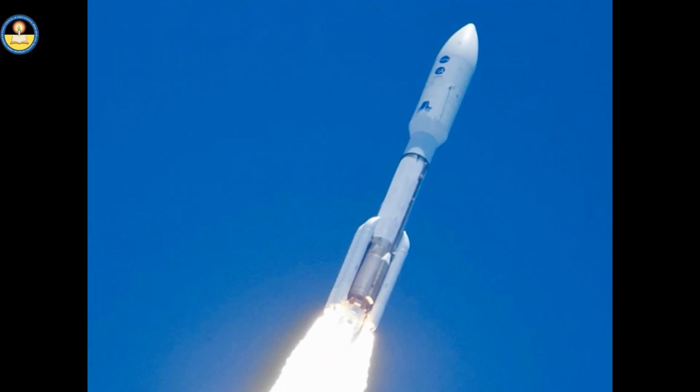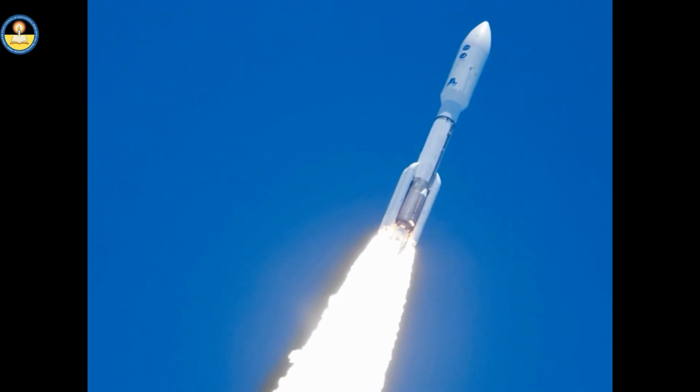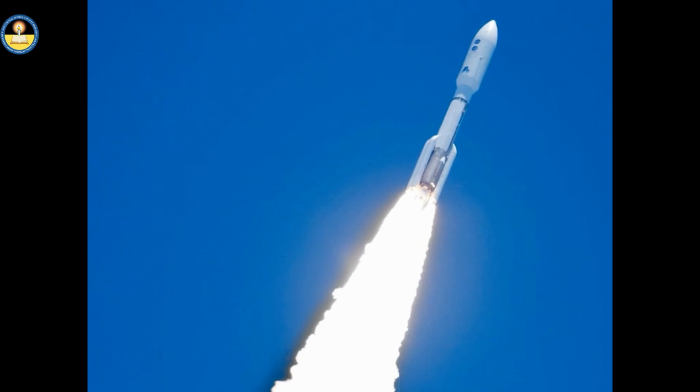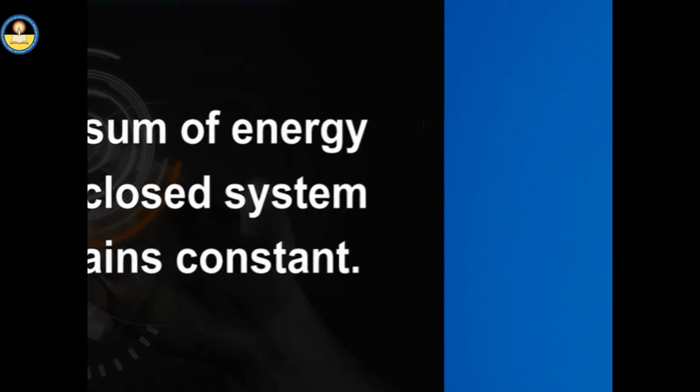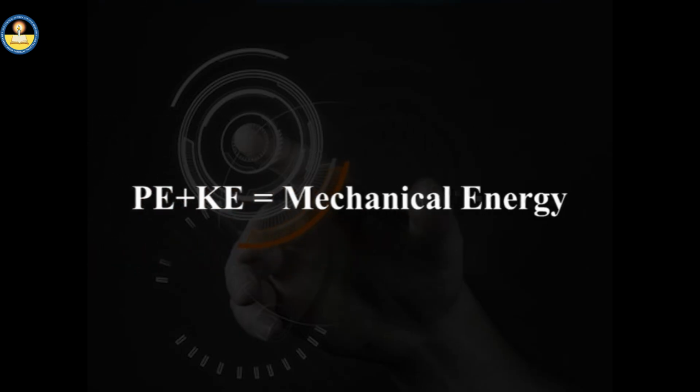A body may have potential energy as well as kinetic energy at the same time, and the sum of potential energy and kinetic energy possessed by a system remains constant at all times. The sum of both energies is called mechanical energy.